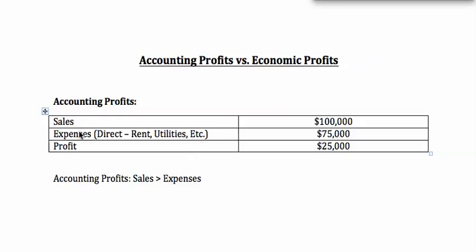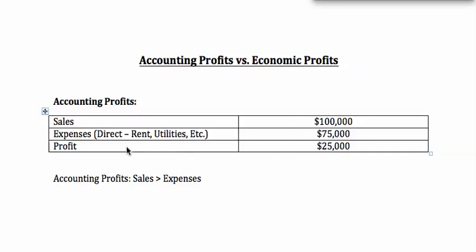And then from sales, we would subtract off expenses. And these are what we refer to as direct expenses. Once again, be mindful of the fact that we're looking at accounting profits or business profits. So sales of $100,000 minus expenses, which would be direct as indicated here: rent, utilities, wages, etc. And you can see that we have $25,000 left over.